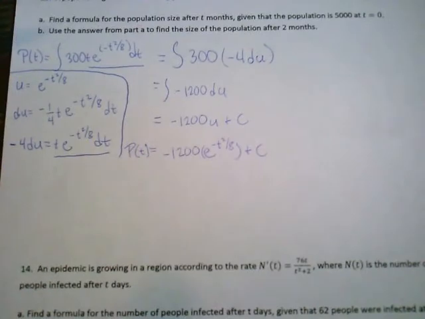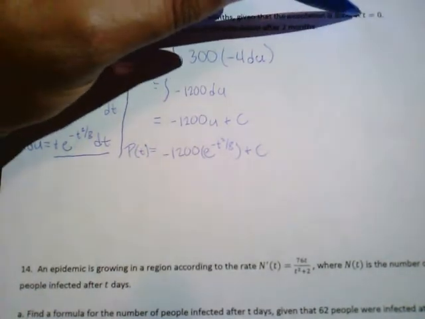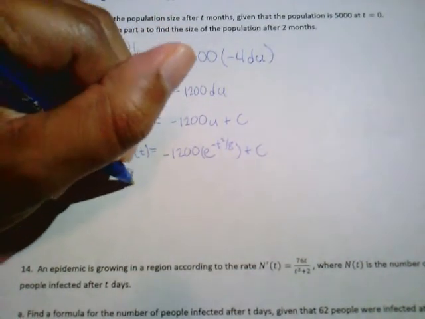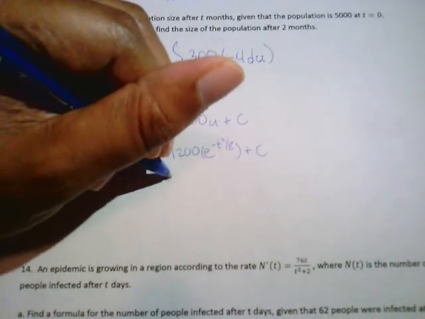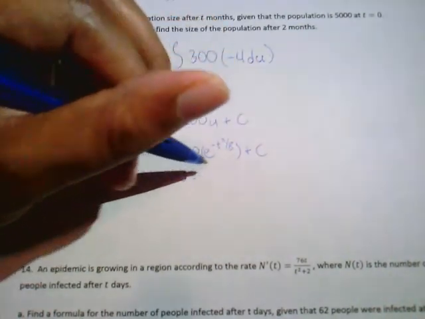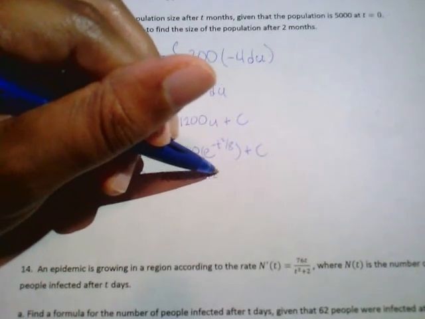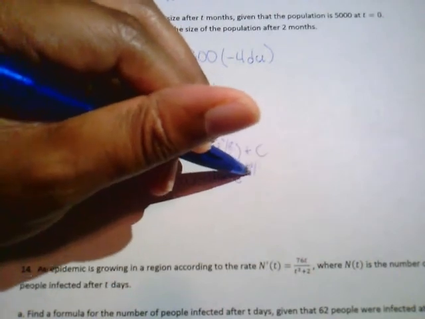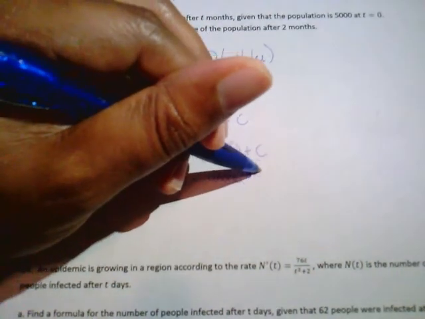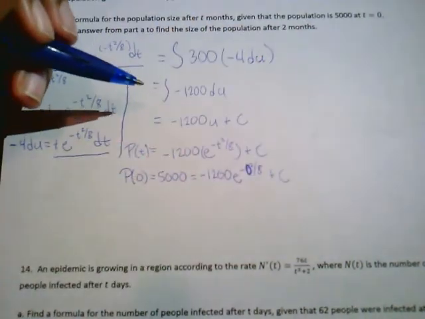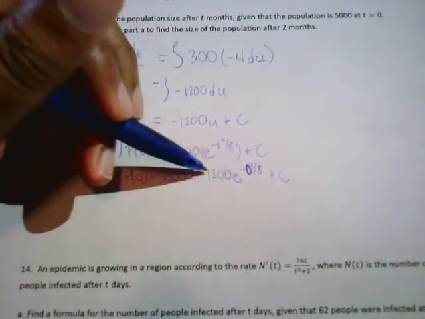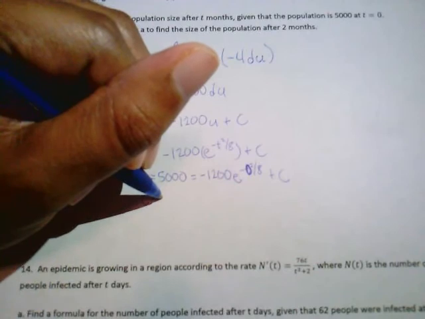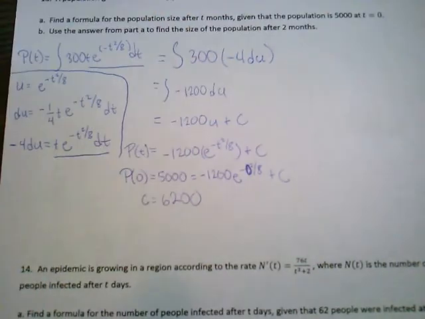So now we need to solve for c. They tell us that the population when t equals 0 is 5,000, so we know P of 0 is going to be 5,000, and that's going to equal negative 1200 e to the negative 0 squared, because we're plugging in 0 for t, over 8 plus c. So then this will be 1. So we'll add 1200. So our c equals 6200.